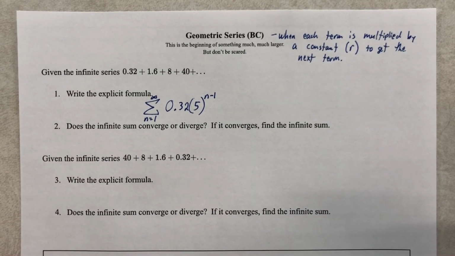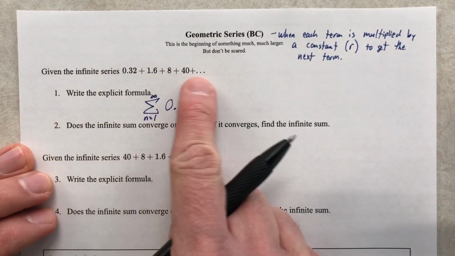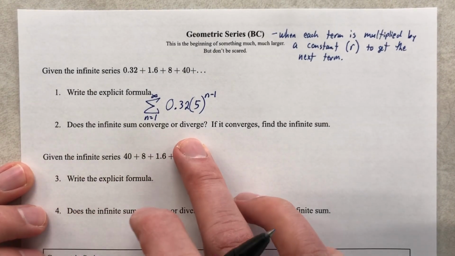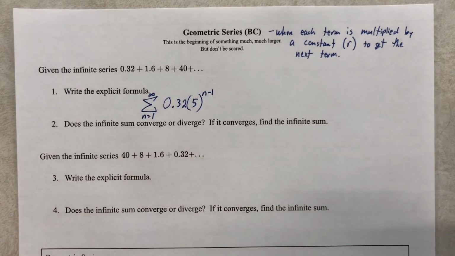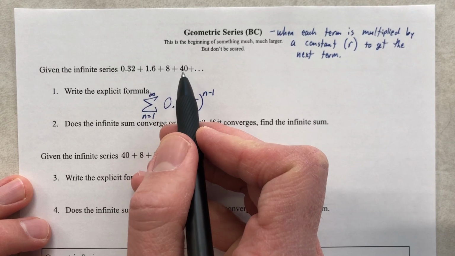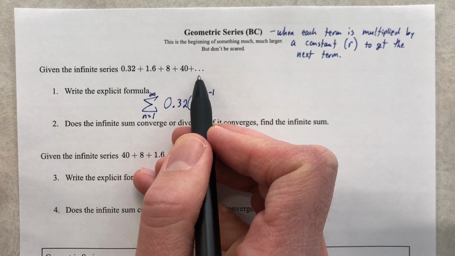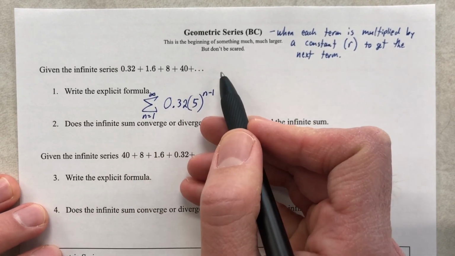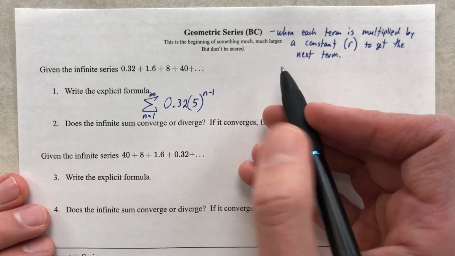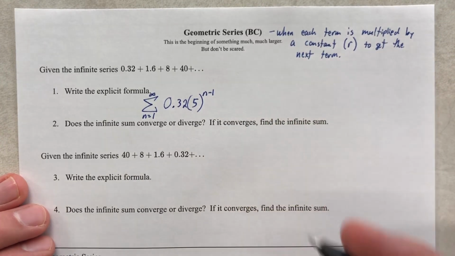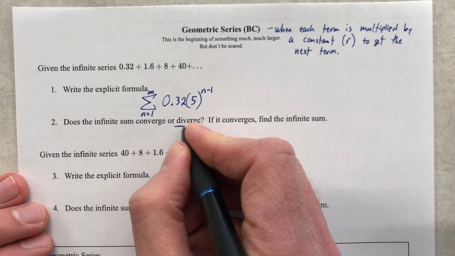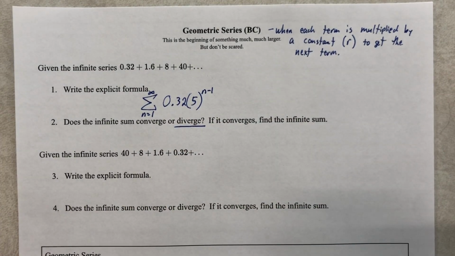Now, I'm going to treat this like an infinite series because they said it was, okay? So does this infinite sum converge or diverge? And if it converges, find the infinite sum. So if I added 0.32 plus 1.6 plus 8 plus 40 times 5, which is 200, plus 200 times 5, which is 1,000, and then times 5, which is 5,000, and then 25,000. This gets really big really fast, and the numbers get much, much larger. So this one is going to diverge because the numbers get bigger.